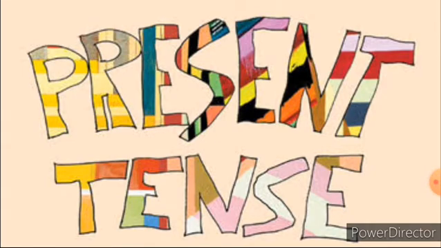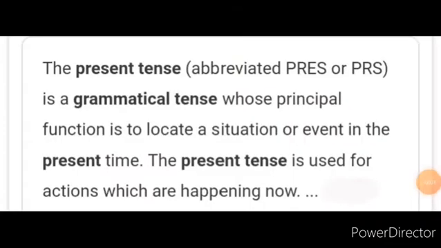Look at the spelling, children. P-R-E-S-E-N-T. Present tense. Present tense means it refers to an action which takes place now, at present. Now look at the definition for present tense. Present tense is a grammatical tense whose principal function is to locate a situation or event in the present time. The present tense is used for actions which are happening now. That is known as present tense.